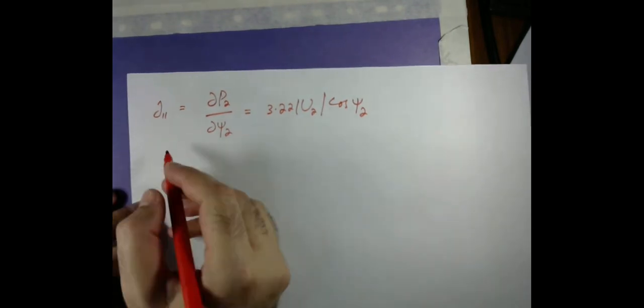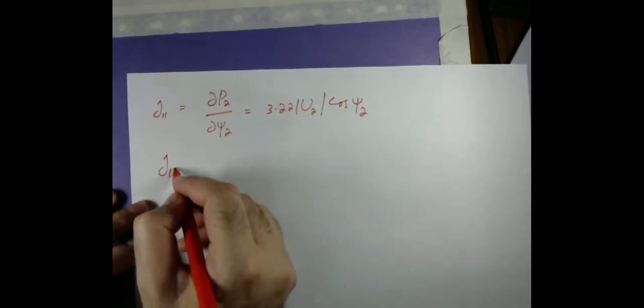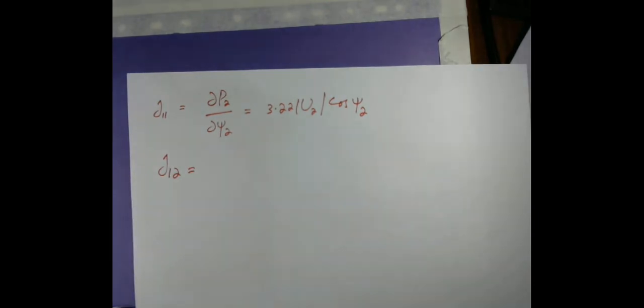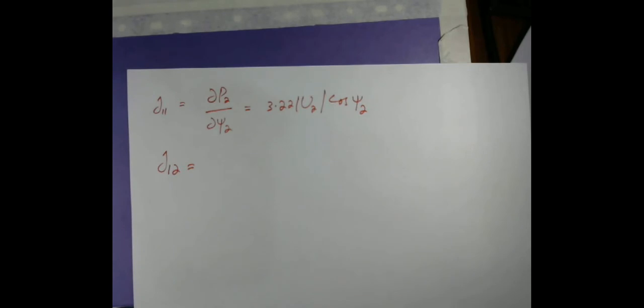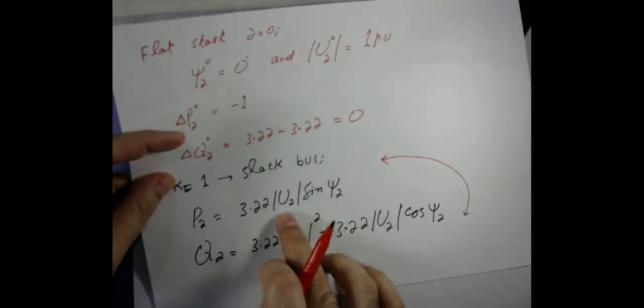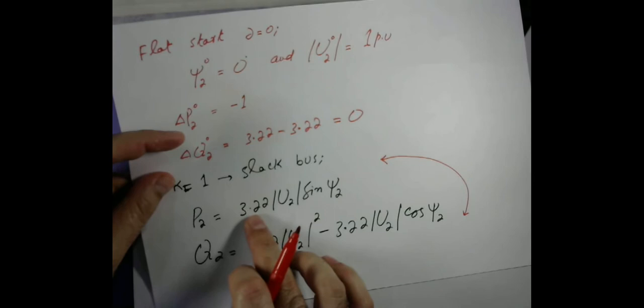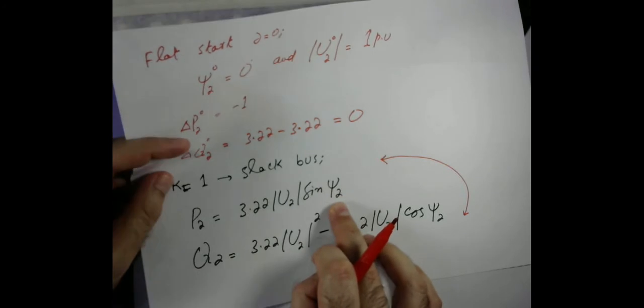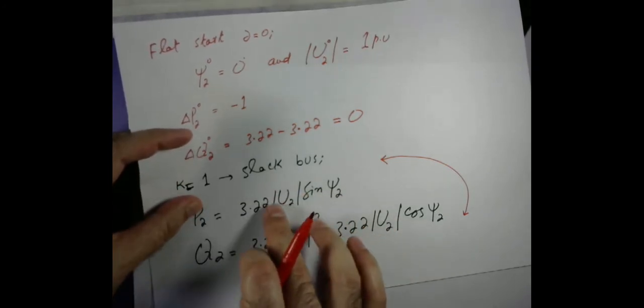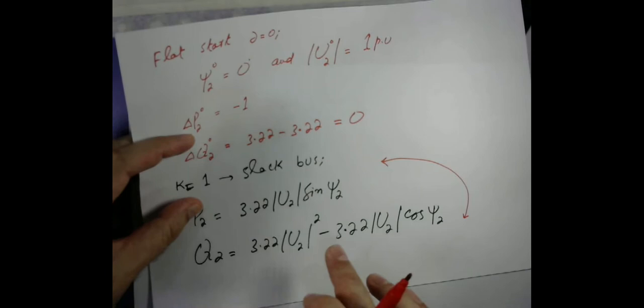Similarly, J12, the second element of the first row. Now we have to take the derivative with respect to U2. If we take the derivative of this expression with respect to U2, it will only become 3.22 and sine of psi 2, because if you take the derivative of U2 with respect to U2, it will become 1.